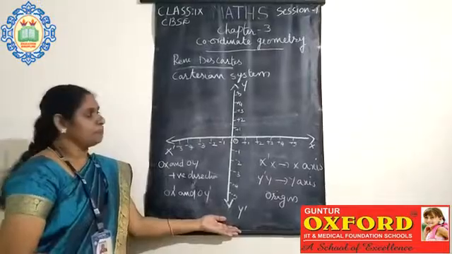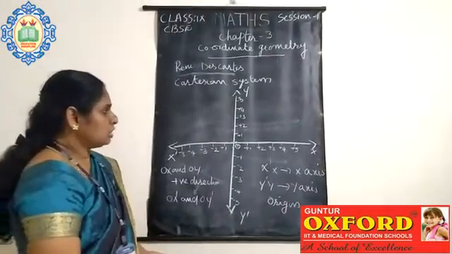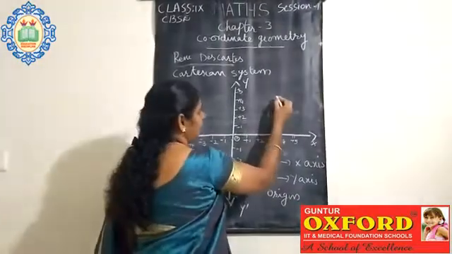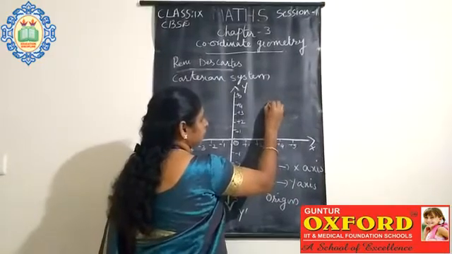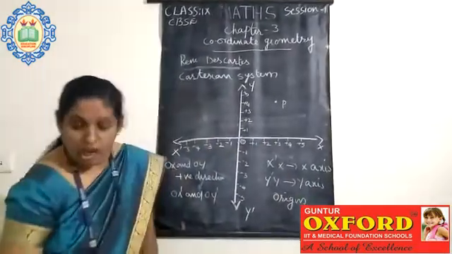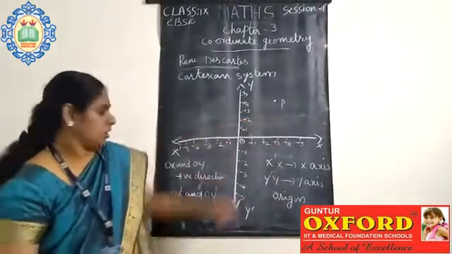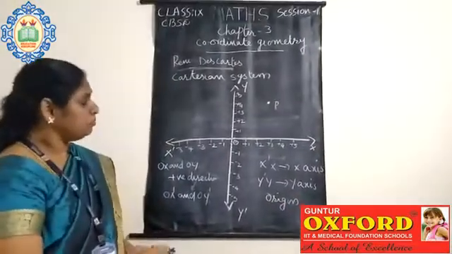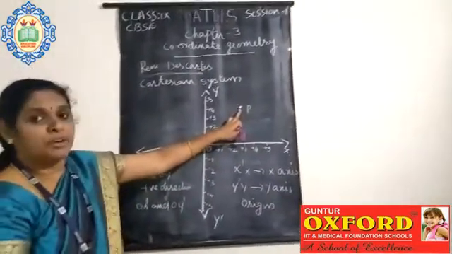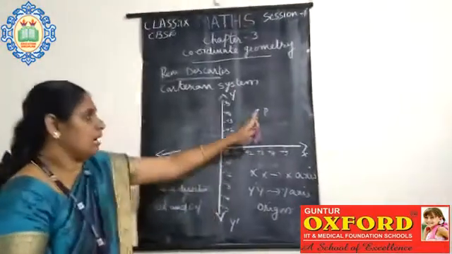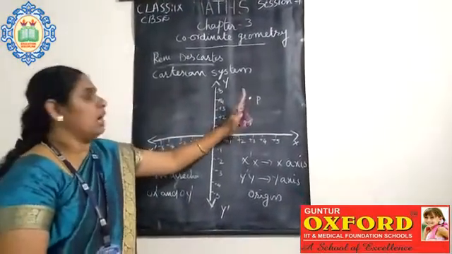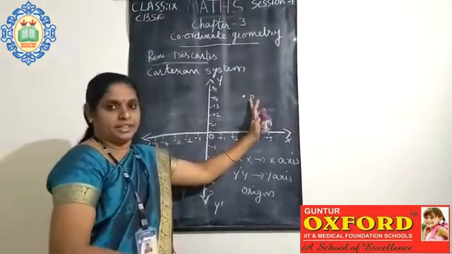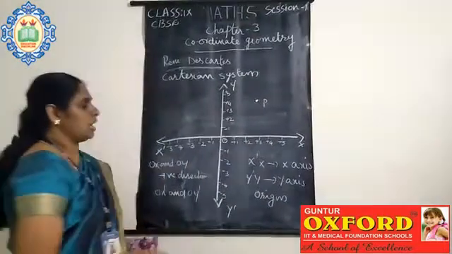Understood, children, everyone? Okay. Next I will show you here. Suppose I mark a point here. Point P. How to find the coordinate here? Before marking it, we have to find one point. This is one plane. Here I mark a point. Then we have to find what is the coordinate of this point. What is the value of this point here? Before finding this, I will tell you about these two lines.